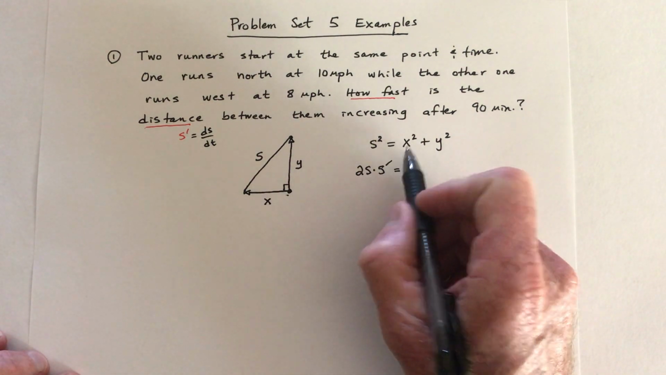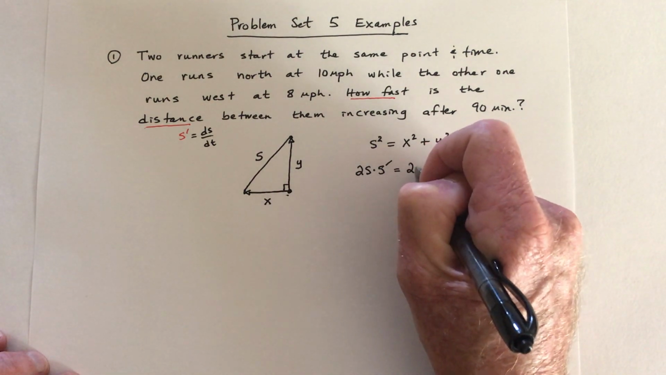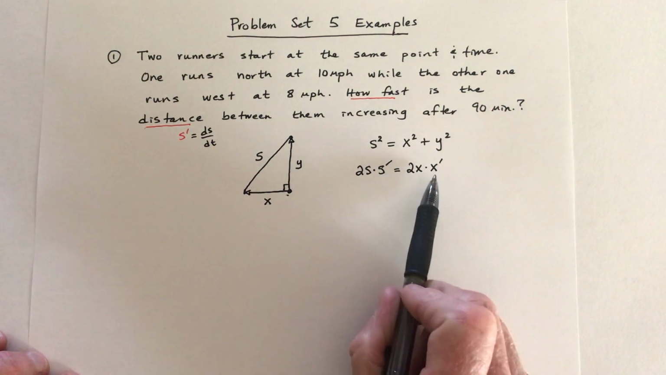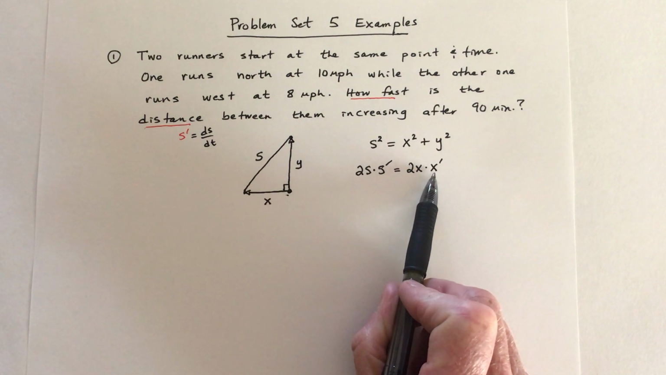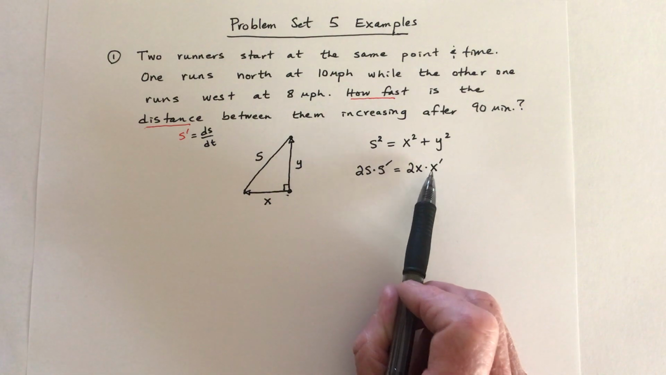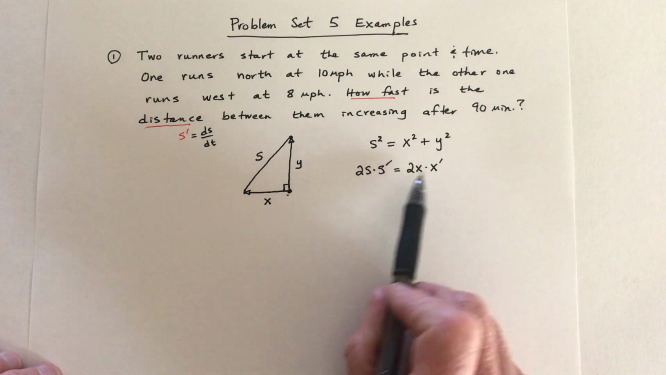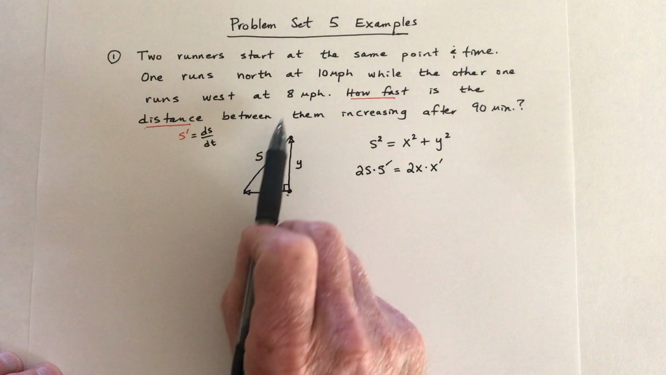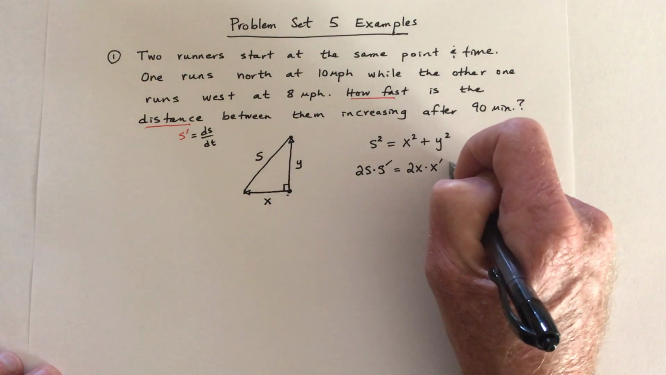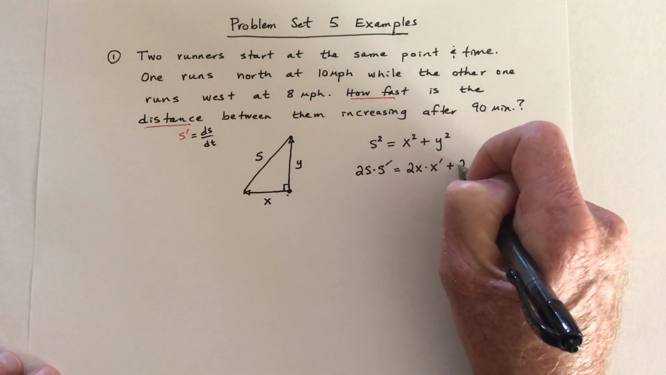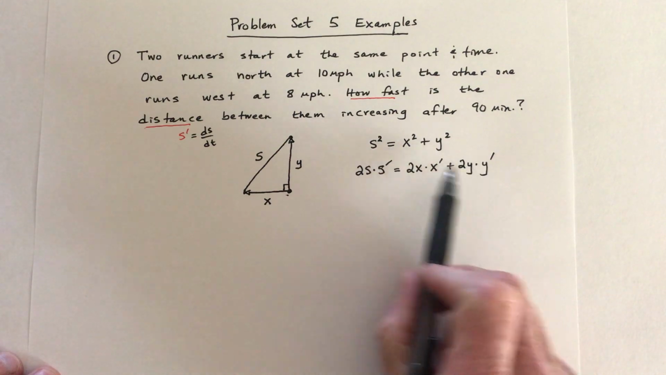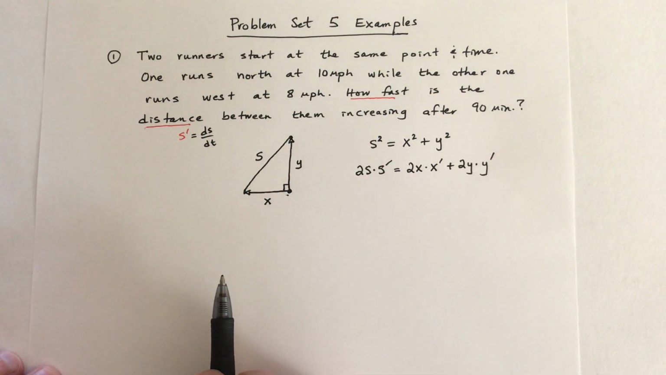And then on the right side, take the derivative. So that's going to be 2x. And then the derivative of x, and you could either write dx dt right here, or x prime. Either way you do it, that means how fast is this person running. So that's the west person. So this 8 right here is actually the x prime. And then continue on, take the derivative of y squared, which is going to be 2y, y prime, and then the y prime is the 10 miles an hour.